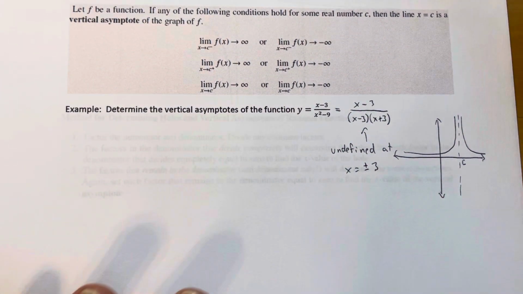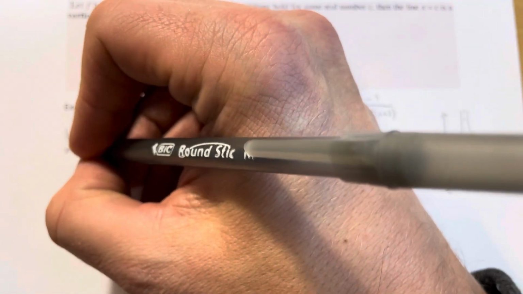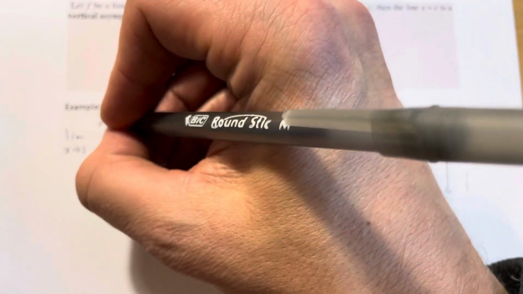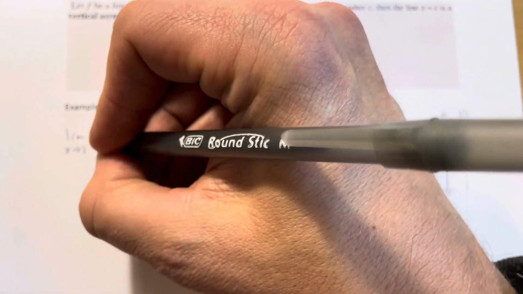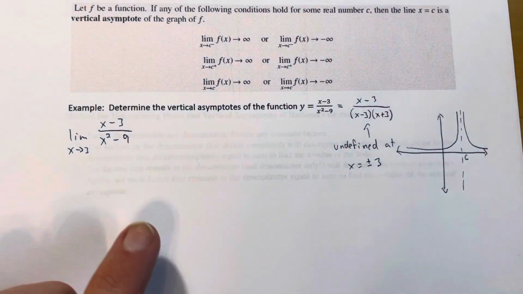I'm going to look at both of those limits, okay? Let's start with the limit as x approaches positive 3. And I'm going to start with just the original function itself, x minus 3, like before factoring it, because who knows? Maybe that's all I need. Maybe all I need is this.